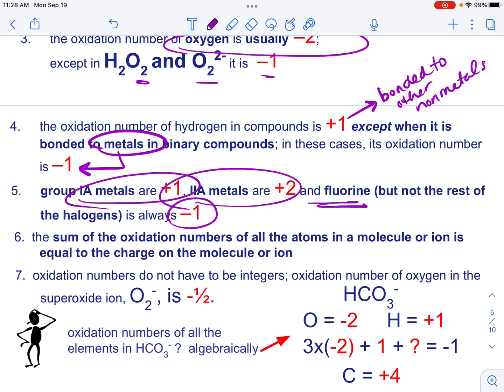And you'll see as we do some of our examples, the halogens will have positive oxidation numbers, because if you put a halogen with oxygen or with nitrogen, oxygen or nitrogen are more electronegative, so they'll be the negative, and the other halogen then would be the positive. I know this is a little confusing.